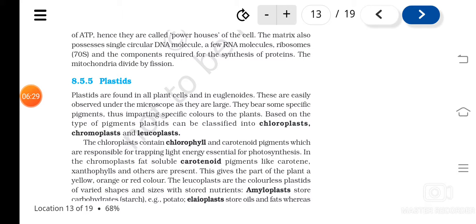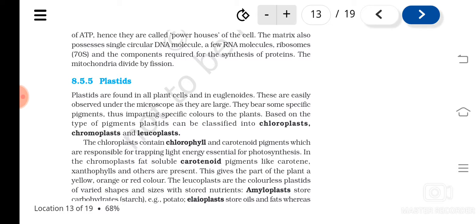Now the next cell organelle that we have to study is plastids. Plastids are found only in plant cells. We have studied this when we studied the difference between plant and animal cells, isn't it? Plastids are present in plant cells, and also in euglenoids. You have learned that euglenoids are one kind of photosynthetic protozoans, which show the characteristics of both plants and animals.